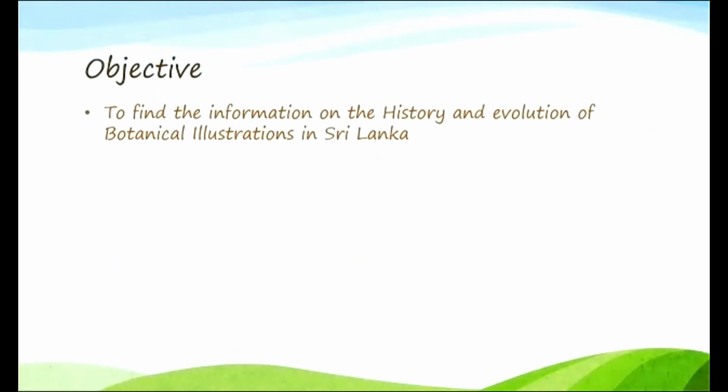Then I'm going to explain the objective. Actually, this is a study that I conducted in the very recent past. My major objective was to find information on the history and evolution of botanical illustration in Sri Lanka, because I felt that botanical illustrative works are very important. Actually, I am an illustrator myself, so I wanted to find out its history.